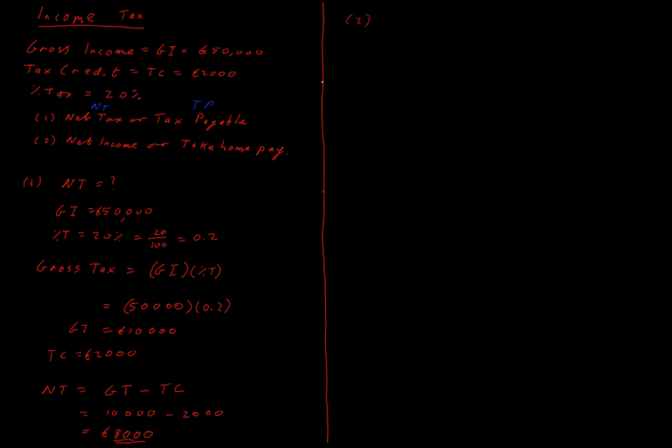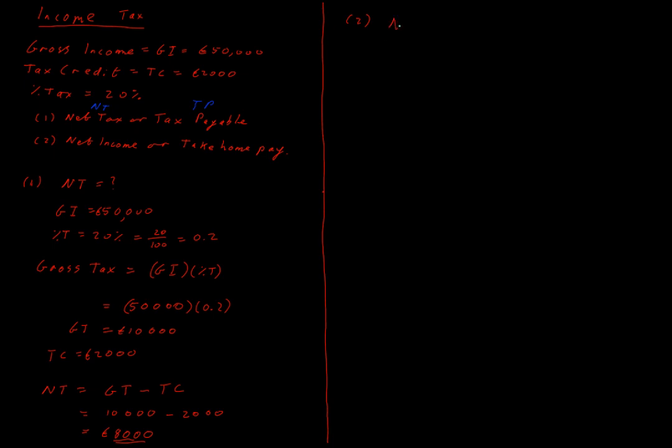Now, part two, we're asked for the net income or the take-home pay. Now, take-home pay is the easier one to understand, I think. Take-home pay is the pay you get to take home, how much money you end up with in your pocket. The net income or the net pay is the same thing. It means how much money you get to take home when all of your charges, when all your taxes have been taken away. So with that, you might be able to figure out what it's going to be.